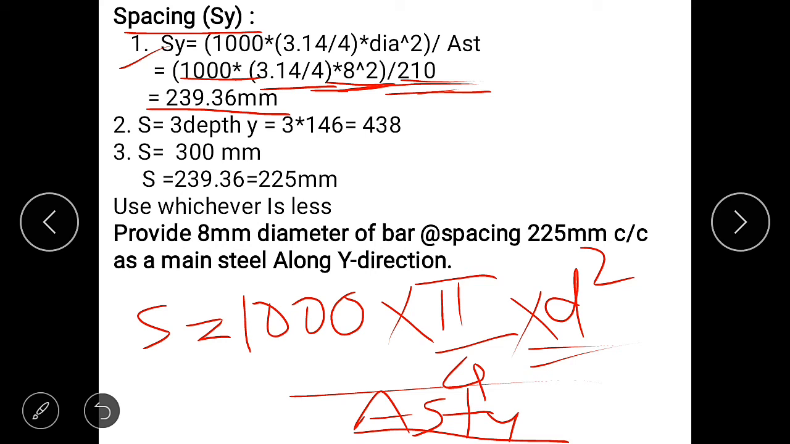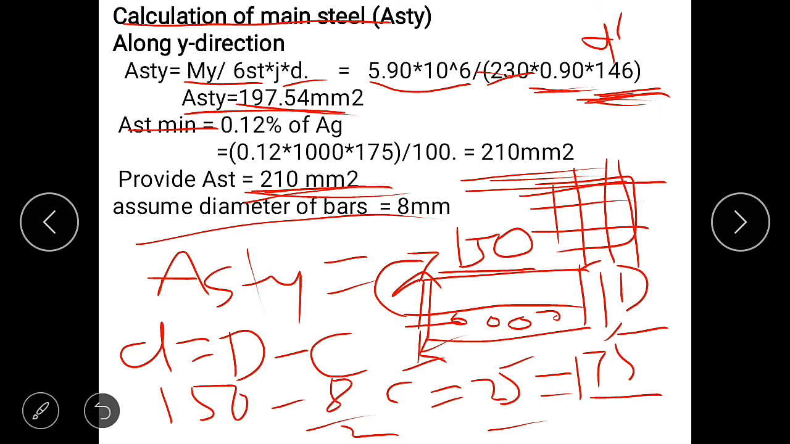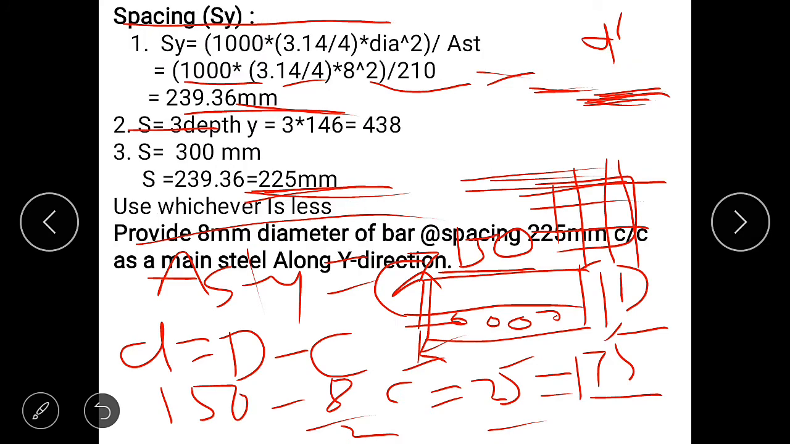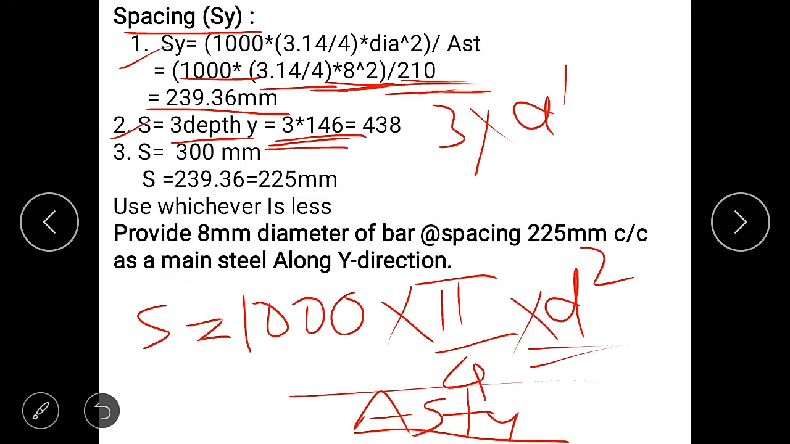Okay. So the second spacing formula is 3 into the depth in the y direction. So 3 into d dash. We already discussed that the d dash value is 146. So 3 into 146 is 438.